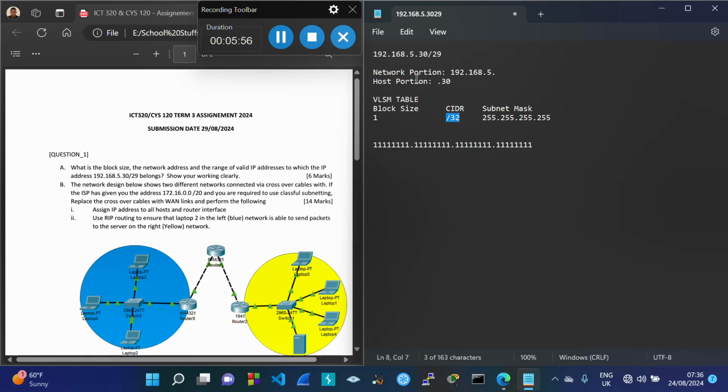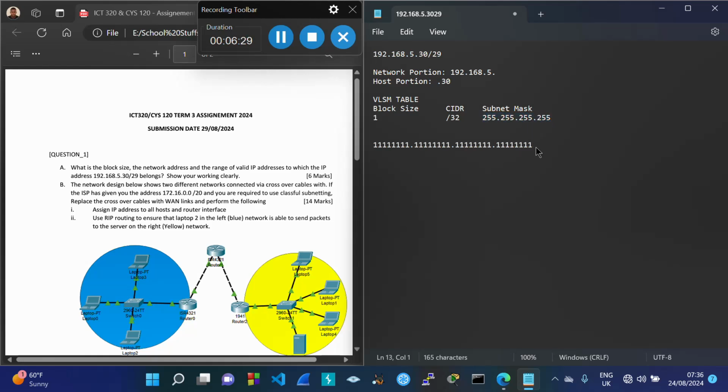Because it's a class C, this part will never change. So this is the network portion ending there, and this is the host portion. The same applies here: this is the network portion, this is the host portion. This is just a binary representation of a subnet mask. To confirm, let's convert this number into binary.